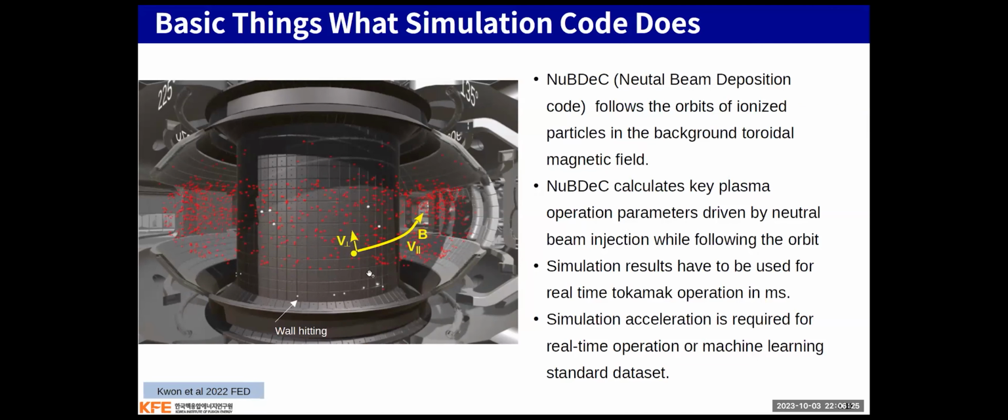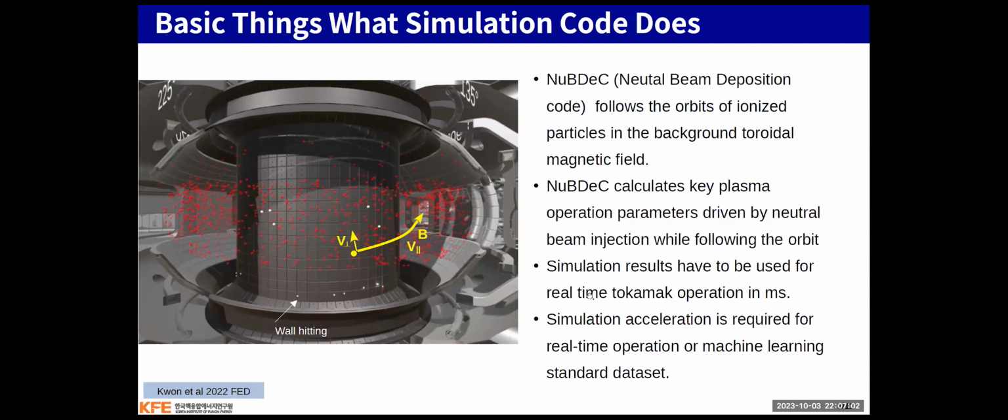The code follows the orbits in the magnetic field. These are tiles, and this red dot shows a cartoon of plasma particles. My code follows the particle orbit like this in the background magnetic field, and during the orbit following the code calculates key plasma operation parameters like heating, torque, and current drive. So this simulation result has to be used for real-time Tokamak operations, and the operations timescale is in milliseconds.